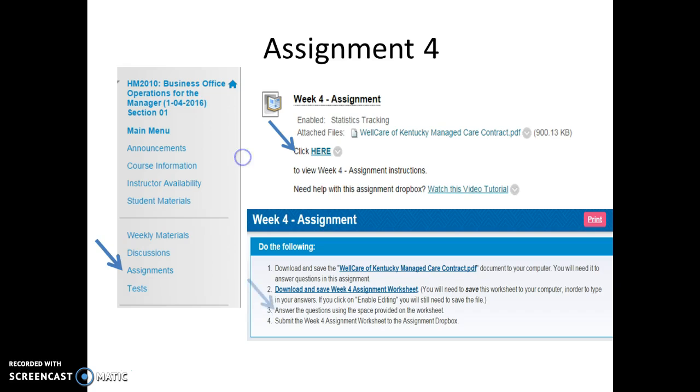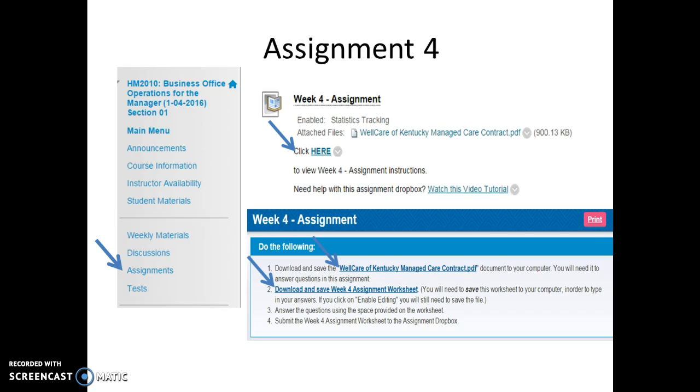You will download and save the Week 4 assignment worksheet, and then also you will download the Well Care of Kentucky Managed Care contract. Please note that the Well Care of Kentucky Managed Care contract will be used to answer all 5 questions in your Week 4 assignment.